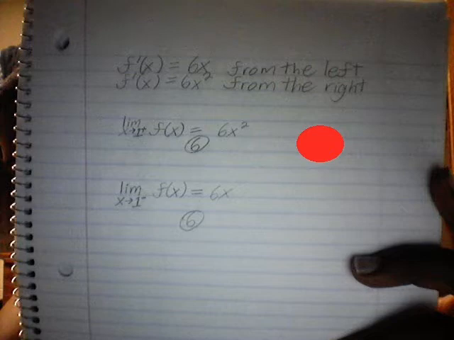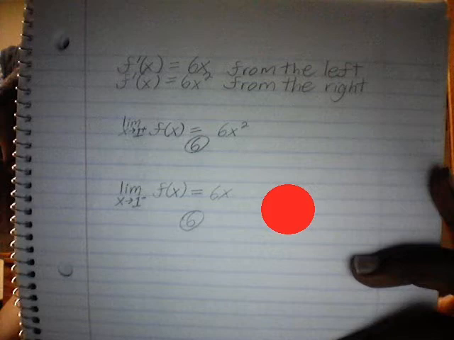The limit as x approaches 1 from the left side of f prime of x equals 6x. That, when you work it out, is simply 6. Because these two values are the same, that means that this function is differentiable at x equals 1. And the derivative of f of x at x equals 1 is 6.